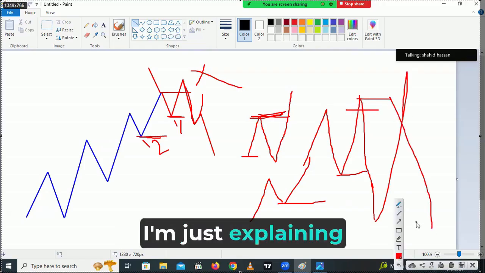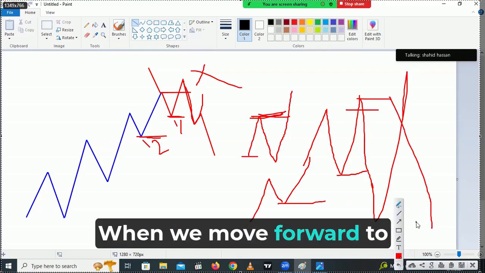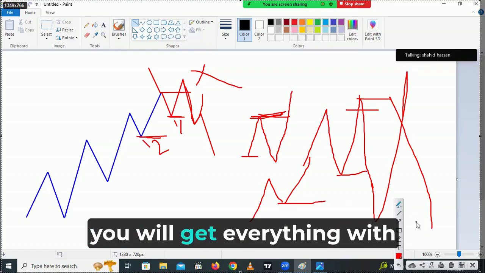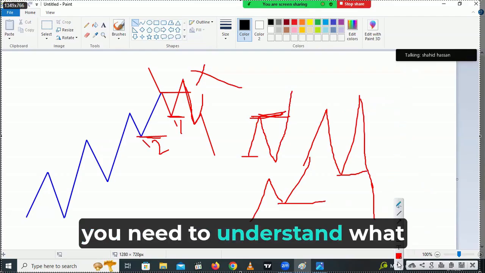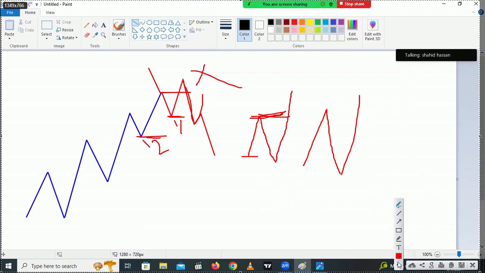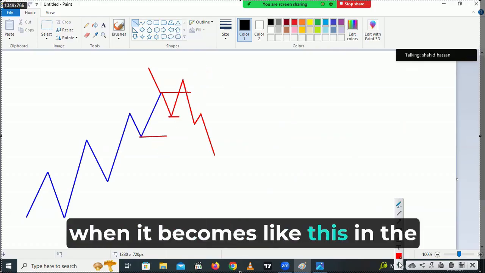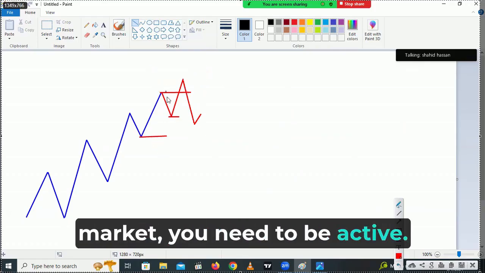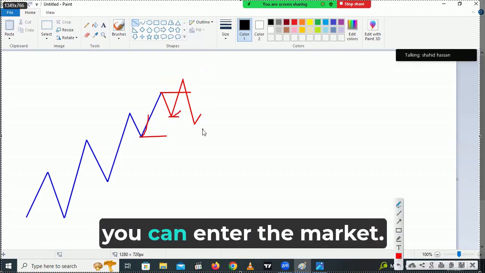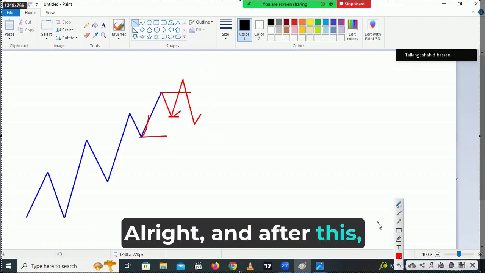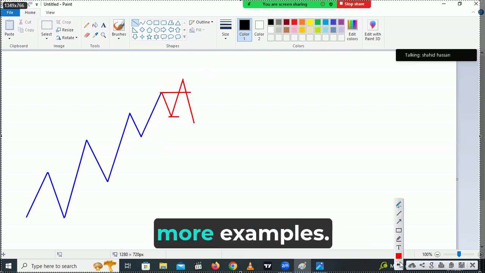I'm just explaining the basics now. When we move forward to its advanced level, you will get everything with examples on the line chart. But for now, you need to understand what real and fake are. All right, when it becomes like this in the market, you need to be active. You need to keep your eyes on the first and second so that when it happens, you can enter the market. All right, and after this, let's move on. I'll give you some more examples.